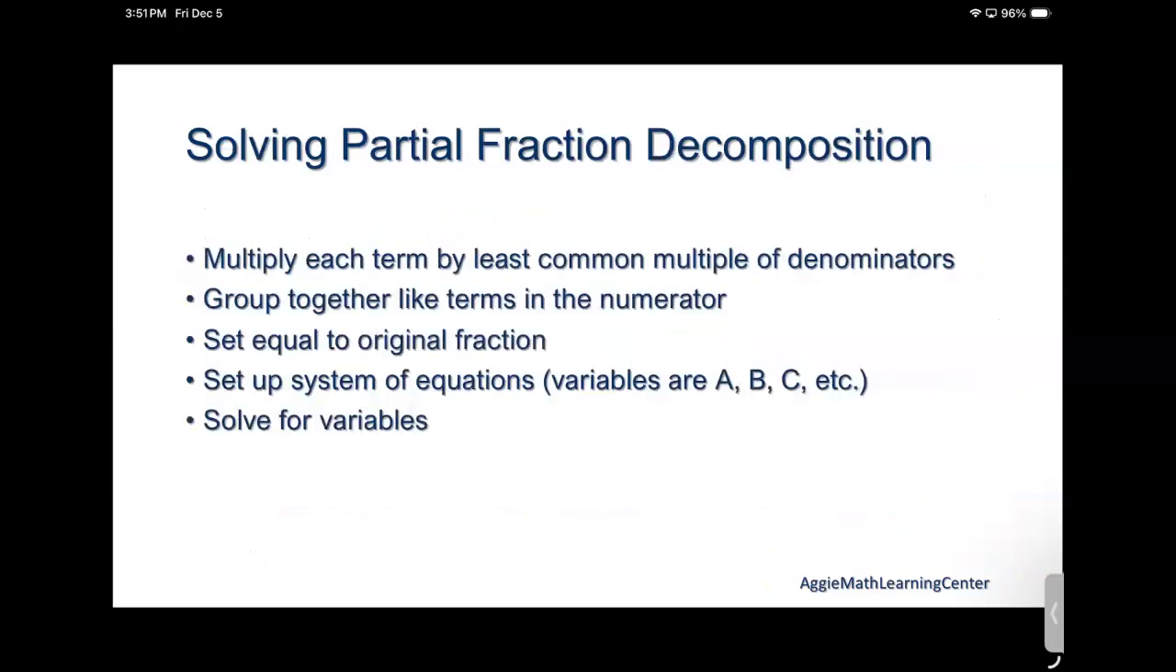And when you're solving them, what you want to do is get a common denominator. And so you'll leave the a, b, and c's in there. Those are some constants that you'll end up solving for. And so you find a common denominator, you group together the terms, and so any x's, you're going to group those together. So if it's like an ax plus bx, you'd group those together. And then you set it equal to the original fraction. Then you set up a system of equations and solve for the variables. And I'm sure that's just a lot of words right now, but as we get into an example, it'll make sense.